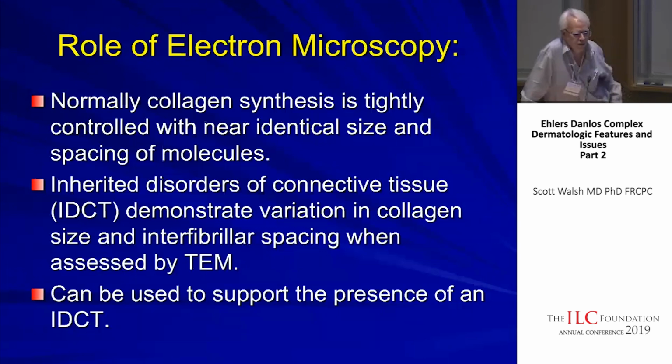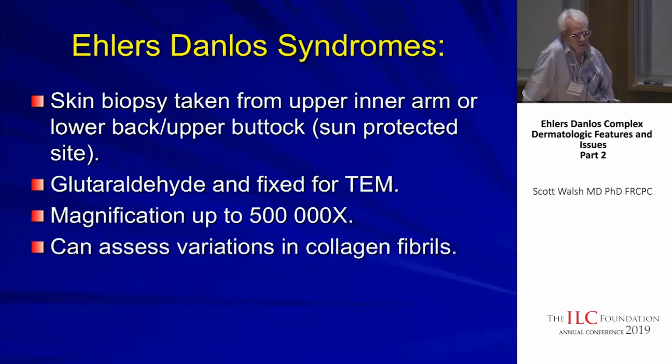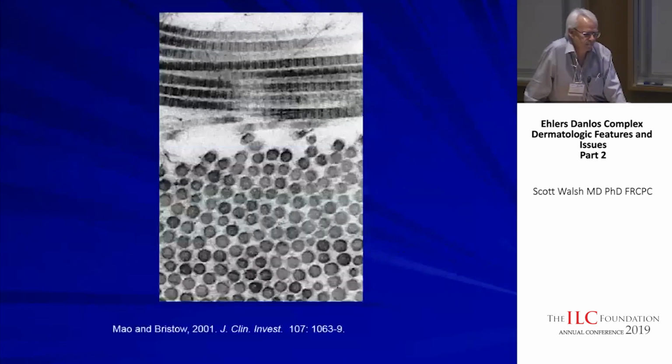And so how we do this is we take a biopsy from a sun-protected site. The reason for this is because the sun damages elastin and it makes things look a little bit abnormal. So if we take it from a sun-protected site, like the upper buttock or the inner upper arm, we fix it for electron microscopy, and we can assess the proteins directly in the skin.